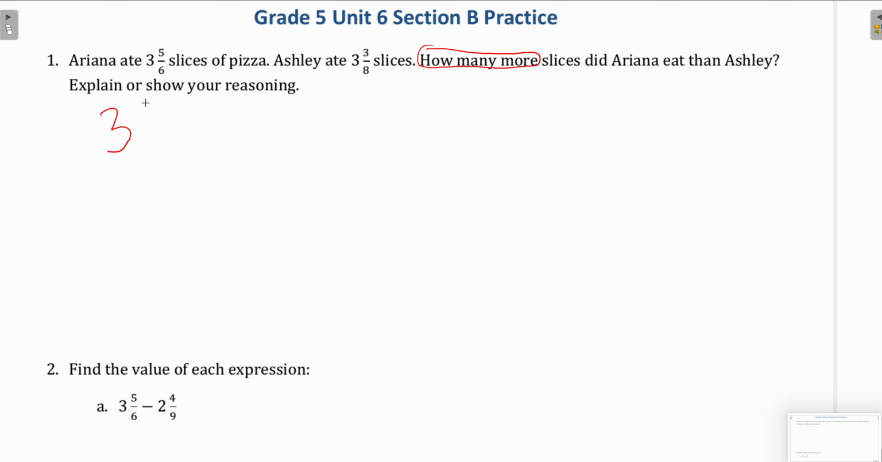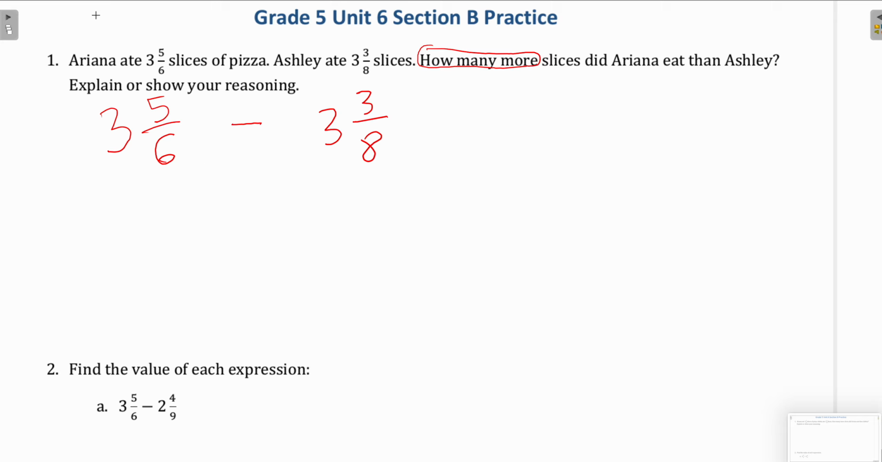So 3 5/6 minus 3 3/8. Okay, so we are subtracting two mixed numbers, and they have different denominators. So that tells us that we have to find a common denominator.